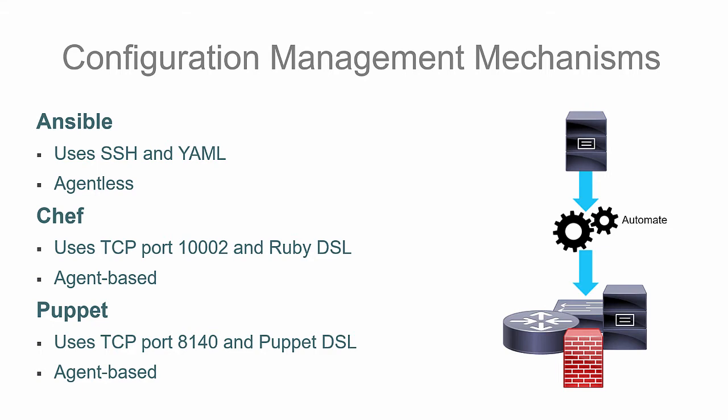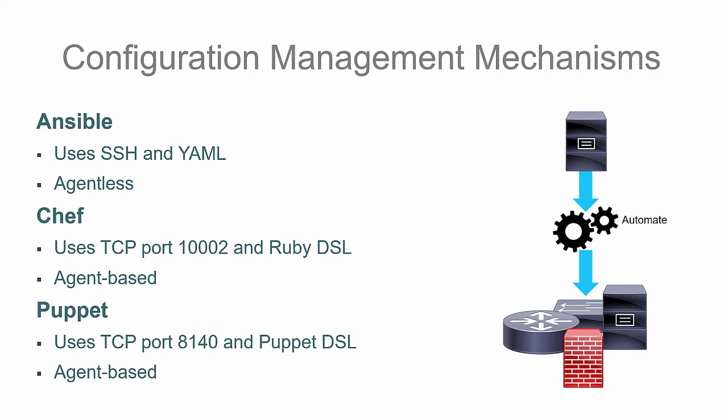The main differences between these products are how they connect to devices and their text format. So Ansible is going to use SSH connections to log in and automate devices. And then it uses YAML files for creating automation templates. It's considered to be agentless because unlike Chef and Puppet, it doesn't have an actual software program that needs to be installed on the devices it's automating, since it's just using an SSH connection.